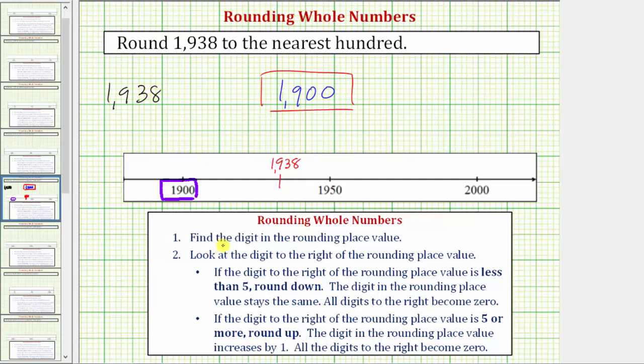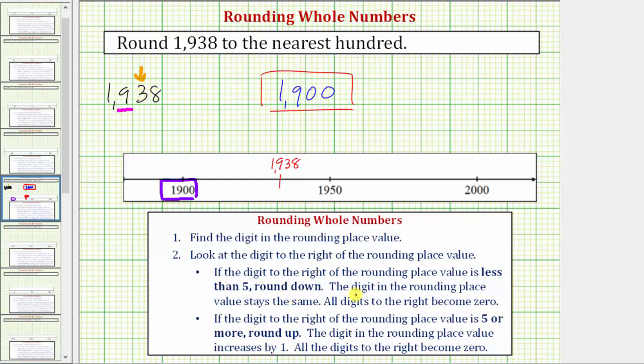Step 1, we find or locate the digit in the rounding place value, which would be the 9 in the hundreds place value. And then we look at the digit to the right of the rounding place value. So the digit to the right is a decision maker. So in this case, the 3 in the tens place value is a decision maker. If the digit to the right is less than 5, we round down. And because we have a 3 to the right, we do round down.